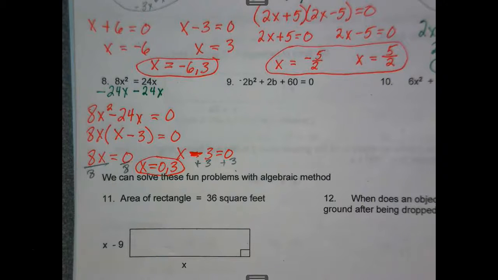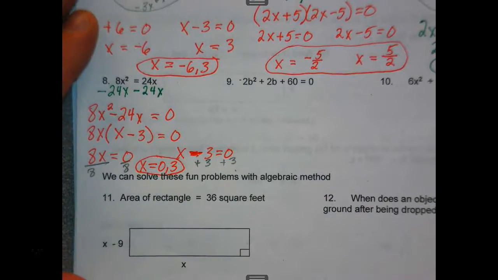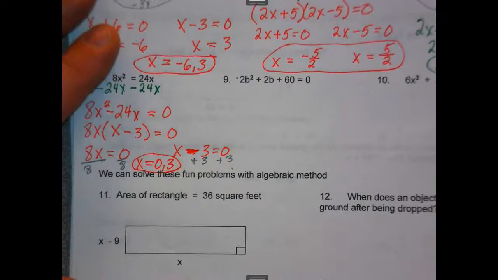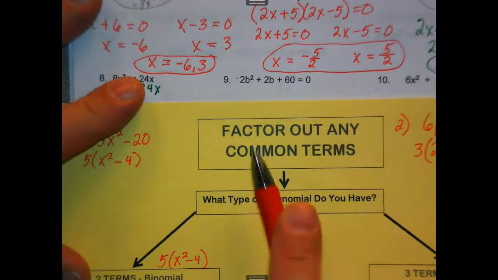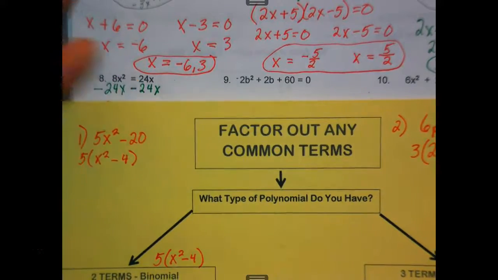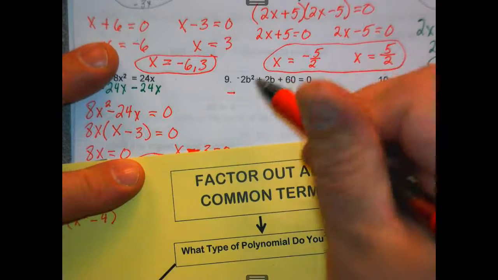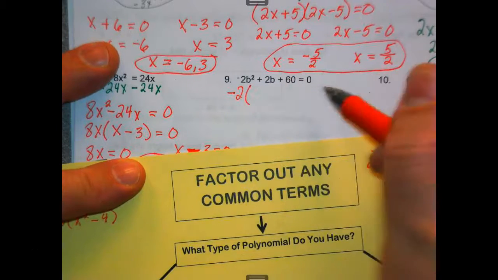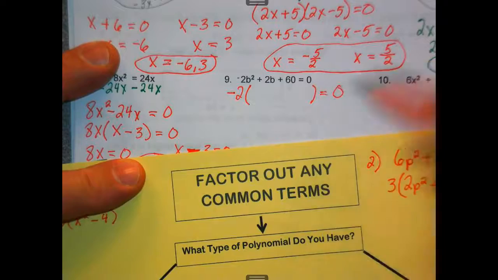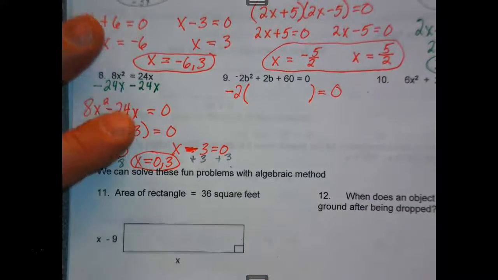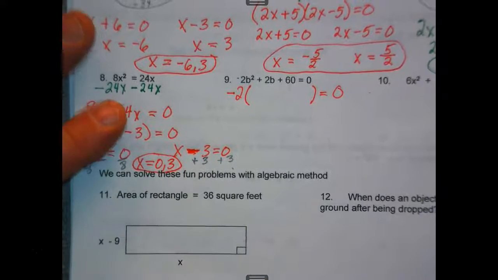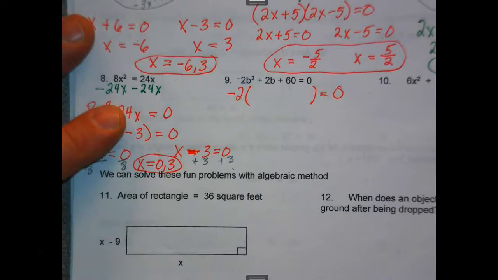Okay, number 9. Can I factor out any common terms? Negative 2. Who said that? Negative 2 was perfect. But the rest of them are positive. Do you really want to factor a negative square term? Maybe. Now, let's take it out.